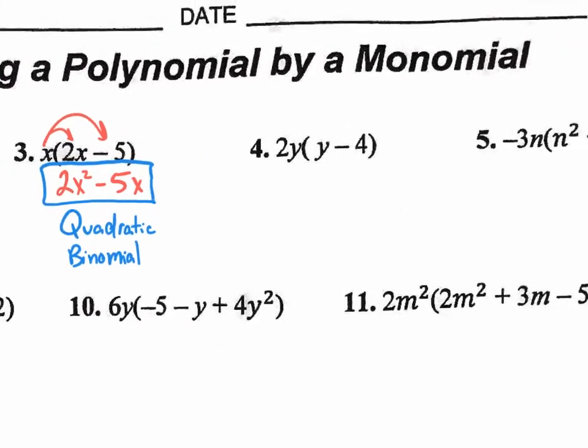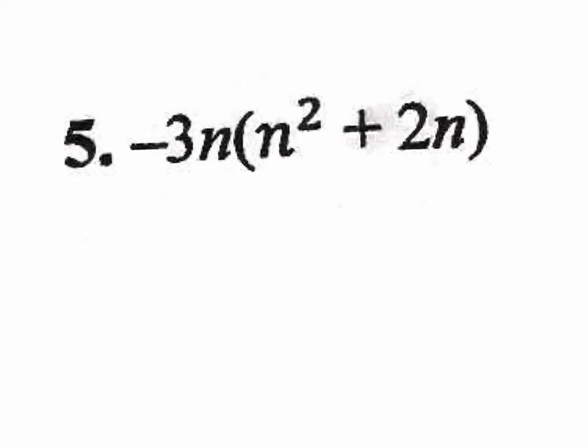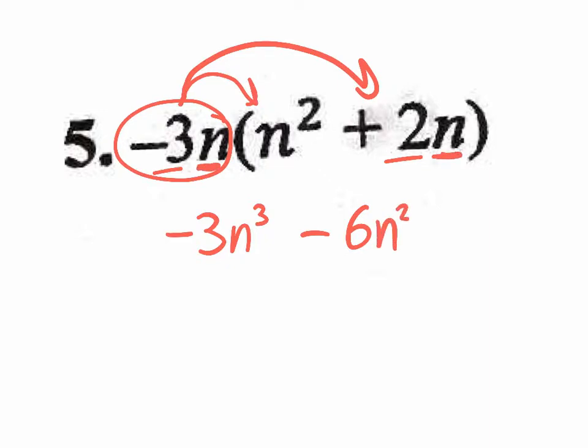Let's jump around. Let's do number 5 here. So number 5, we're going to distribute that negative 3n times that positive 1n squared. So negative 3 times 1 is negative 3, and then n times n squared, that is n to the third. Now let's distribute negative 3n times that positive 2n. Well, what is negative 3 times positive 2? That's negative 6. And then how about n times n? Well, that is n squared. And that's your answer for number 5.